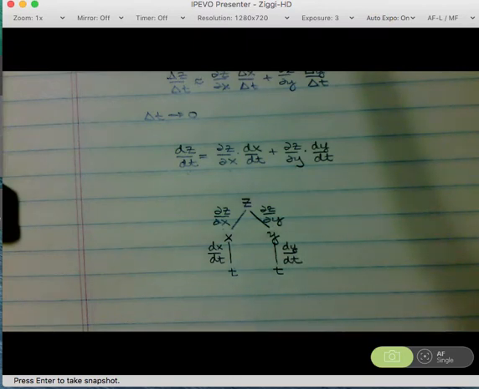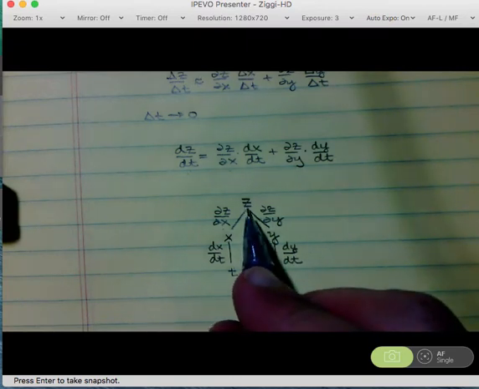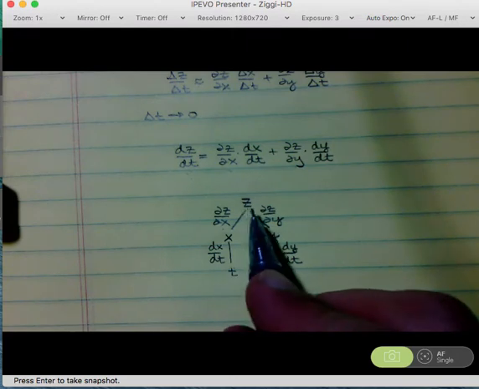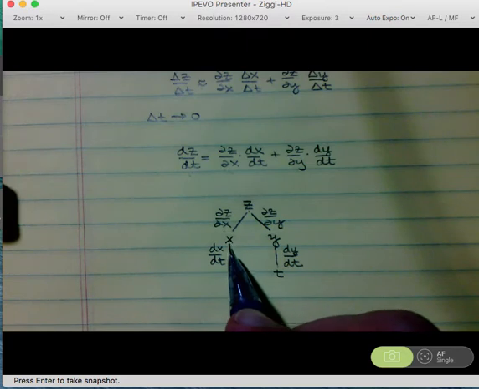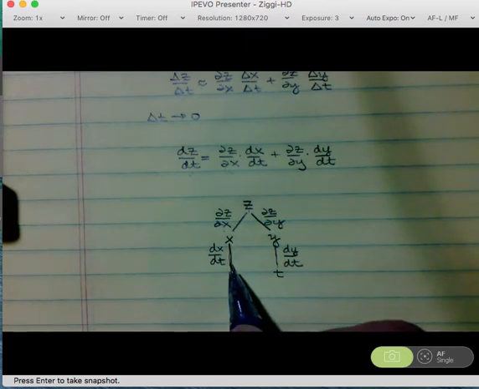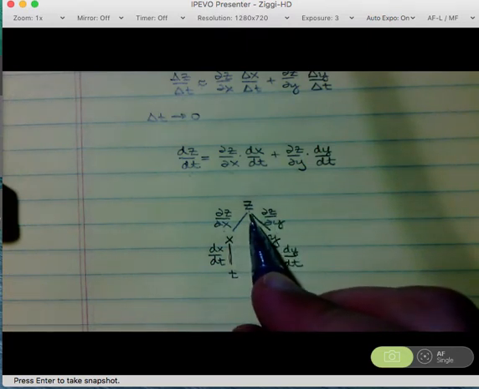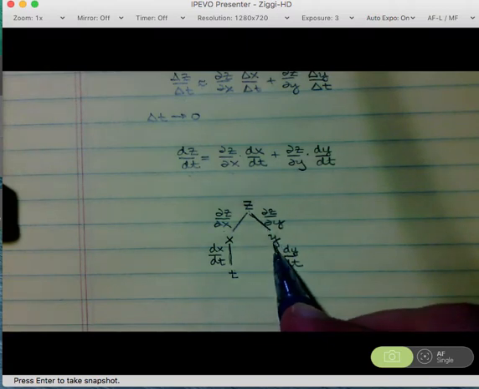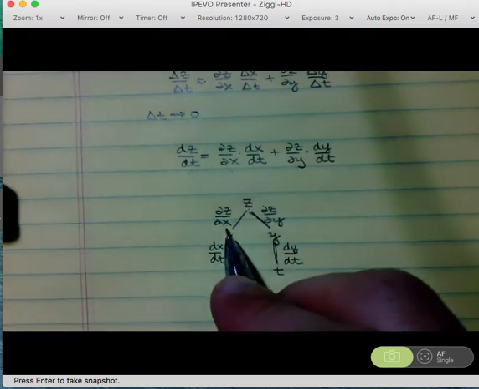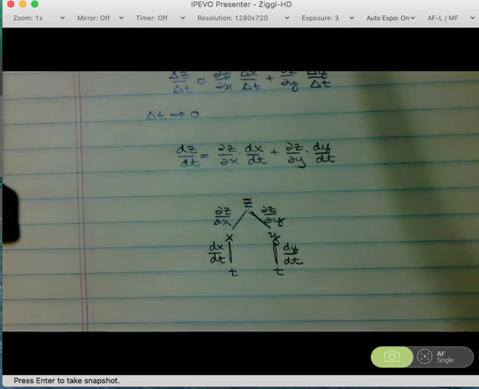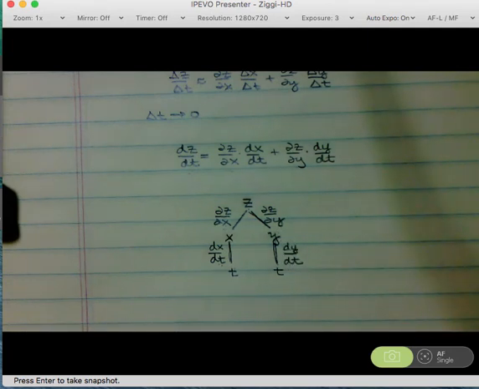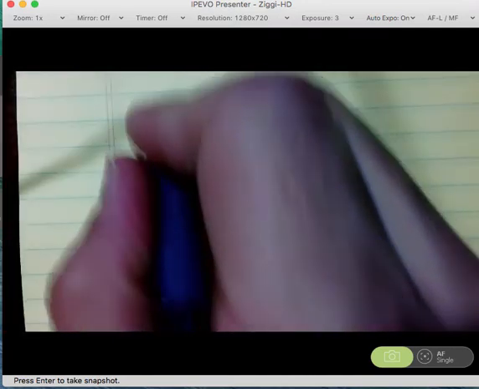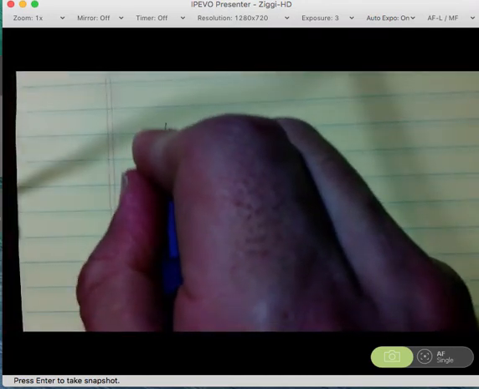To find then the derivative of z with respect to t, we go along this branch and follow down this branch, and then we add to it, going along this branch. In total, we have the partial of z with respect to x times dx dt, plus the partial of z with respect to y times dy dt. So this kind of tree diagram is useful in other situations as well.